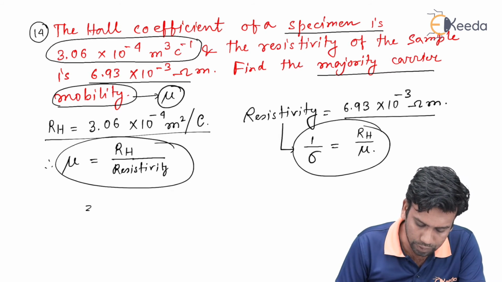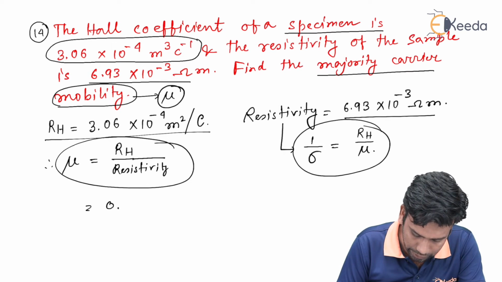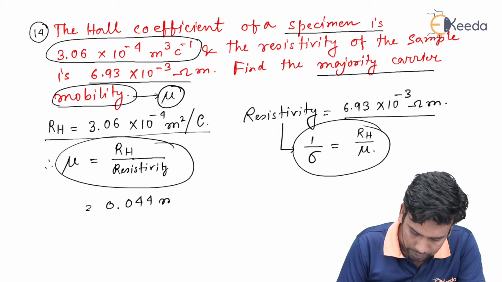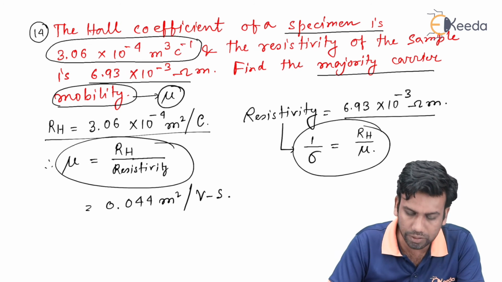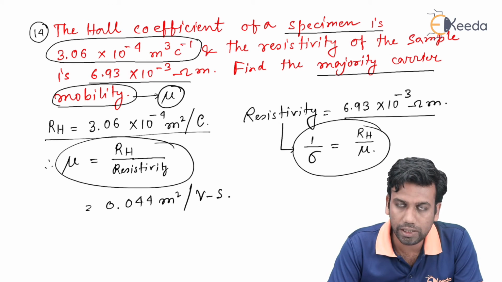So if I put both the values in the equation and calculate, then we find that it will be 0.044 meter square per volt second. So this is the value of the carrier mobility inside the sample.